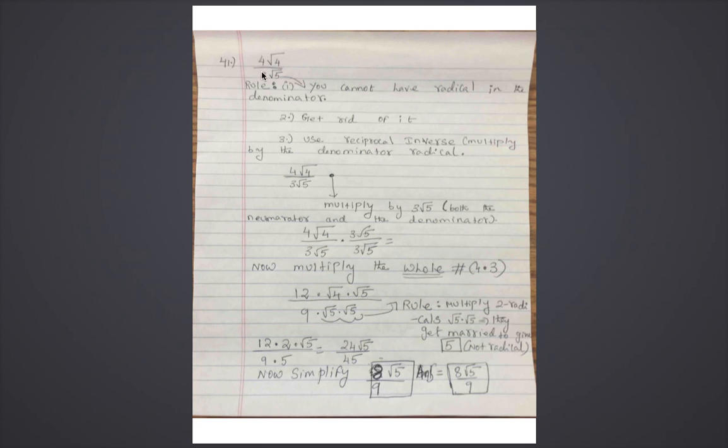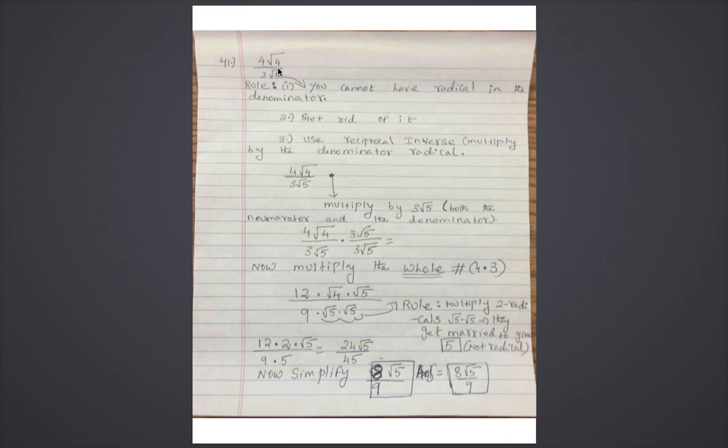I'm going to try to divide these radicals. So the rule is you cannot have a radical in the denominator. So that's your rule, so you're going to try to get rid of it. How do you get rid of it? I'm going to use the reciprocal, the inverse and the opposite of division, because it's in the denominator.